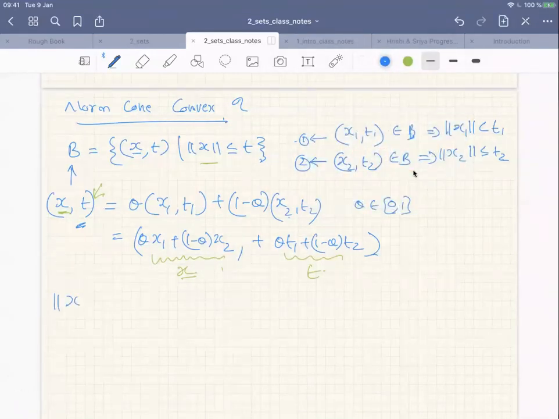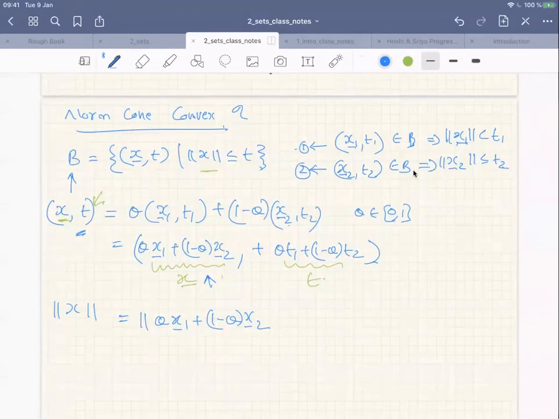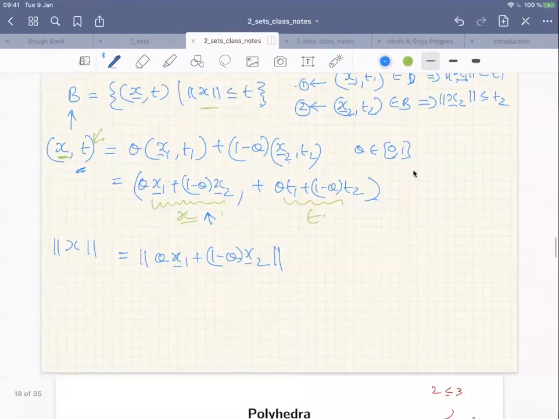Norm of x, which is equal to the norm of, what is x here? x is this, right? Theta x1 plus 1 minus theta x2. Actually when you write a vector, you have to put an underscore like this. Even if I forget sometimes, this is understood, okay? Sorry for this. So we are investigating this quantity.